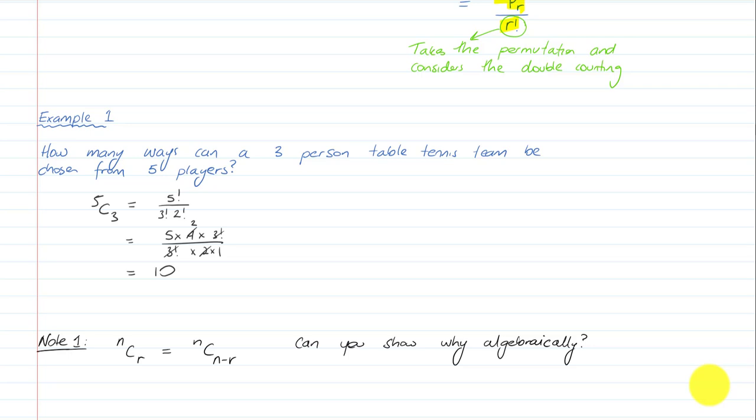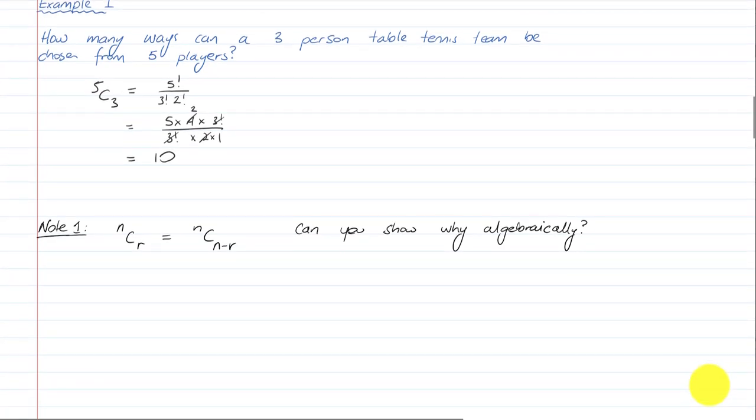Okay, so now let's have a look at this in a little bit more detail, a little bit more theoretically. Firstly, note 1, NCR is equal to NC N minus R. So this is a bit of a tricky thing to look at now, but what this is saying is that if I select, let's say numerically, I select 7 from 10, this is the same as selecting 3 from 10. It's a complement situation. So we're saying 10C3 is the same as 10C7.